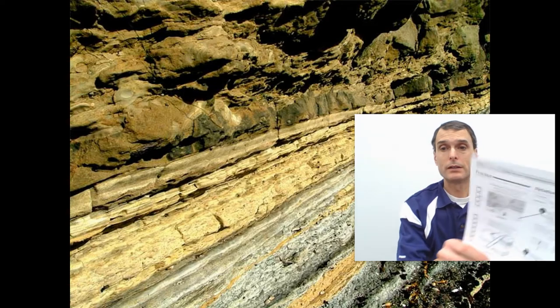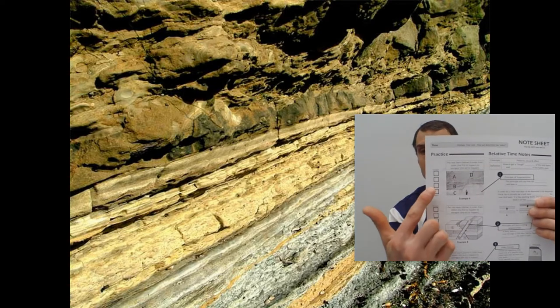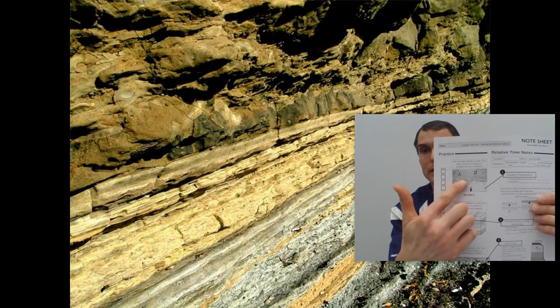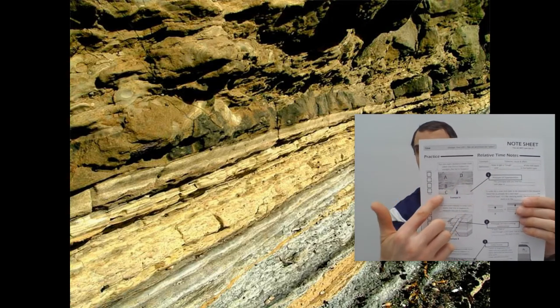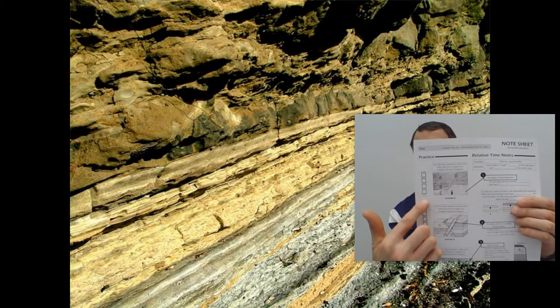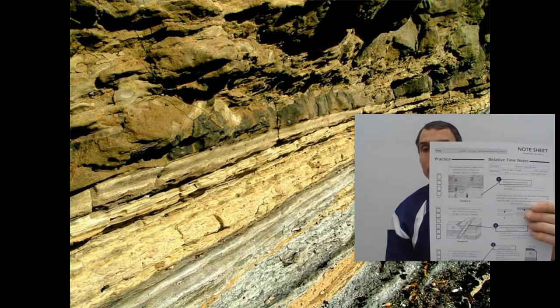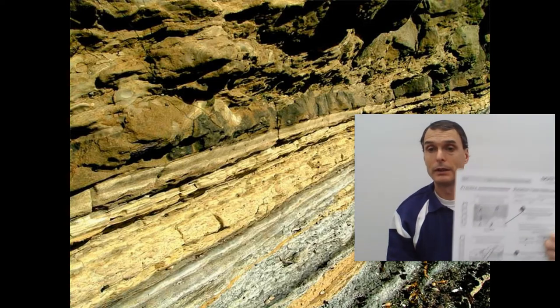So you've got this note sheet right here. I want you to start with example A, and I want you to put these letters A, B, C, D in these squares right here, where you think they go, in what order, okay? From bottom to top. Okay, please do that now.